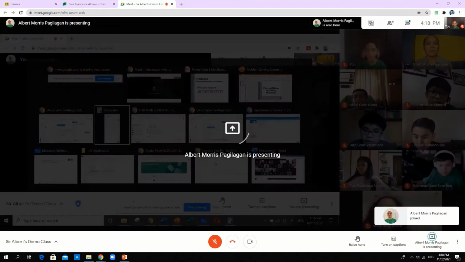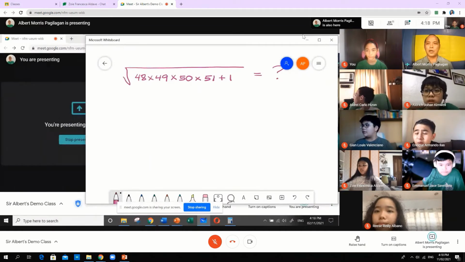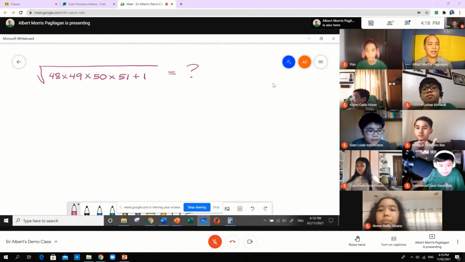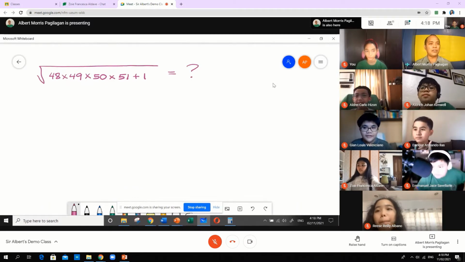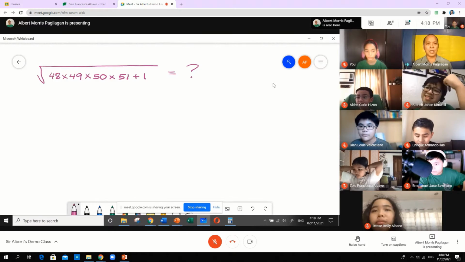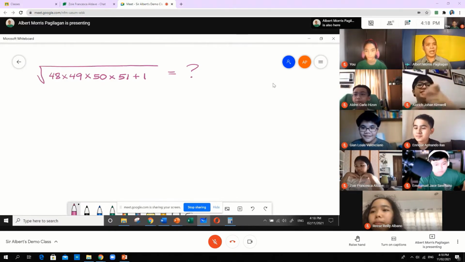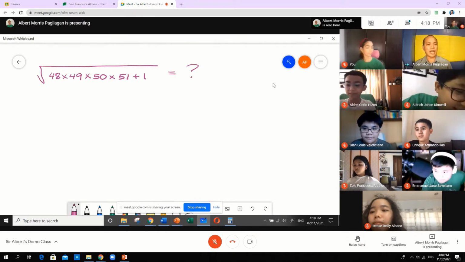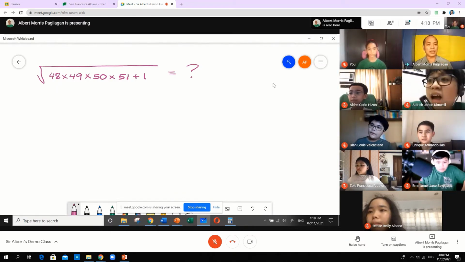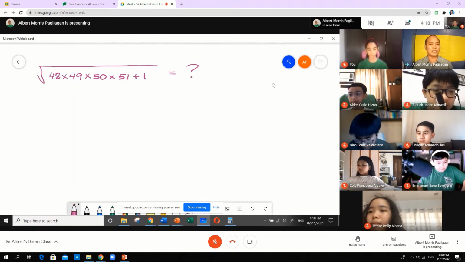So let me present my screen. So I hope you can see my screen. I'm showing to you my whiteboard. And we are asked to find the value of the square root of 48 times 49 times 50 times 51 plus 1. And as you have all realized, this is a very big number, and it's going to consume a lot of time if you're going to multiply everything and then add 1 and then get the square root. That, of course, is going to be the straightforward solution to this one.